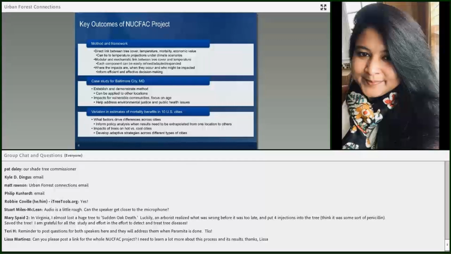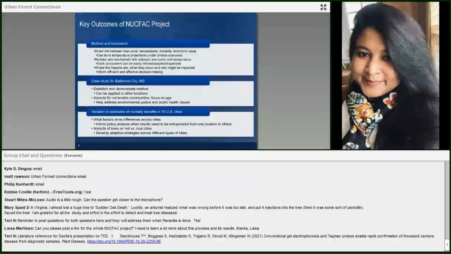And then we implemented this work for Baltimore City, where we established and demonstrated the method, we refined it, and this method can be applied to other locations. And we did look at impacts on vulnerable communities. So our main focus was on age. So we focused on the age group of over 65-year-old people. And so this of course would help address some of the EJ and public health issues that we've talked about before.